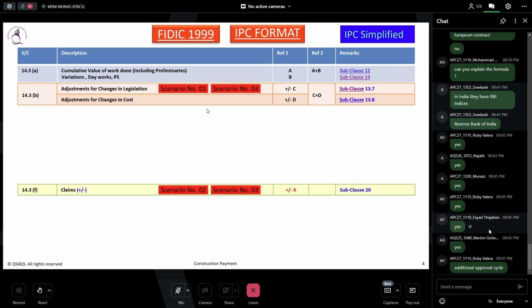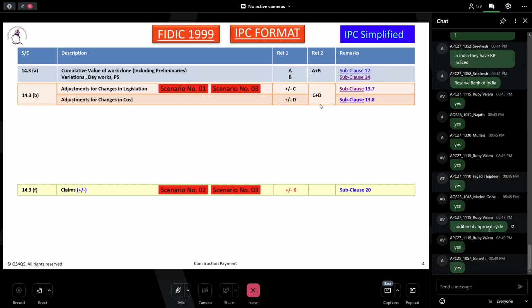So is it clear to all of you? We'll repeat. Scenario 1, the change in legislation only impacts the cost. Scenario 2, it impacts the time, therefore we have the claim, so we can't put it in segment 1. Scenario 3, it has both impacts, time and cost, where materials or project prices go up or down. Is it clear?